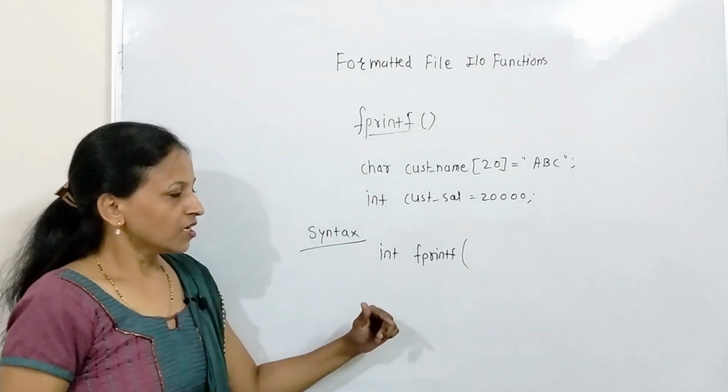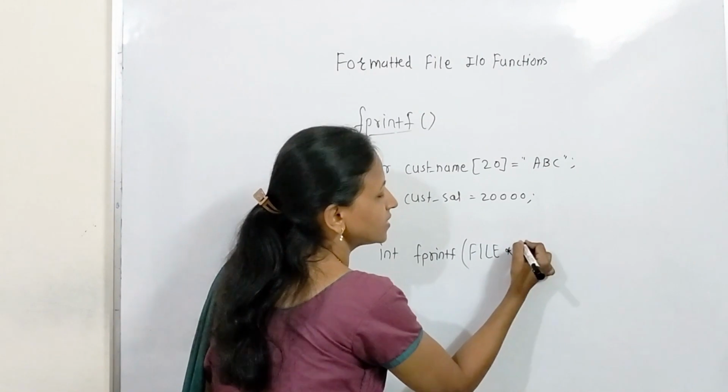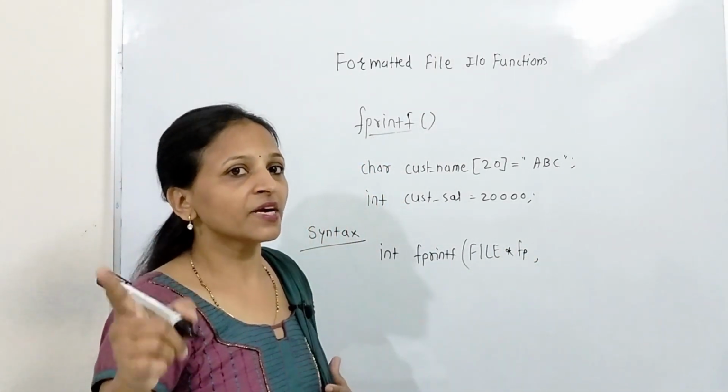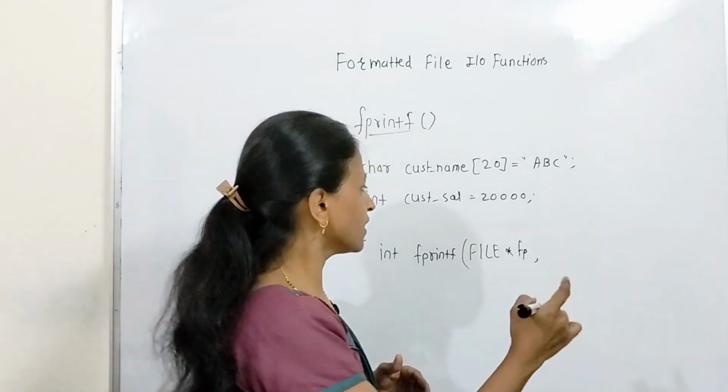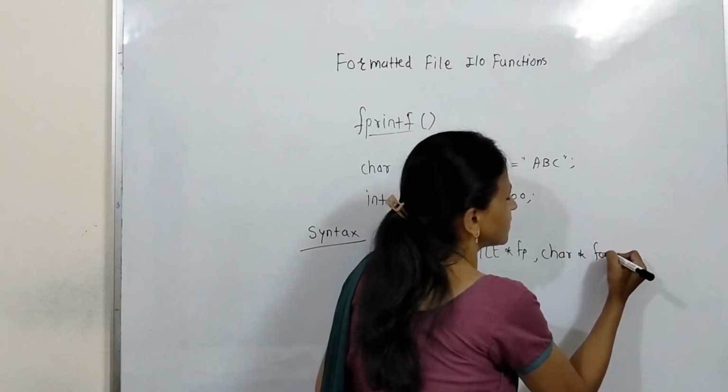Here we have to pass a file pointer, FILE star, it may be anything. I am writing here fp. Then you have to pass the format string, that is a string. That's why the second argument is char star, the format string.